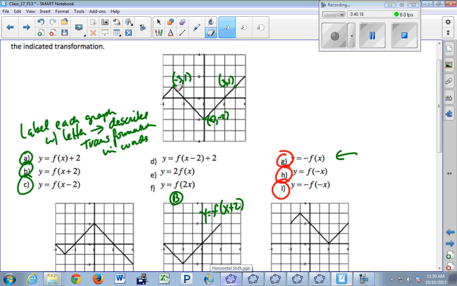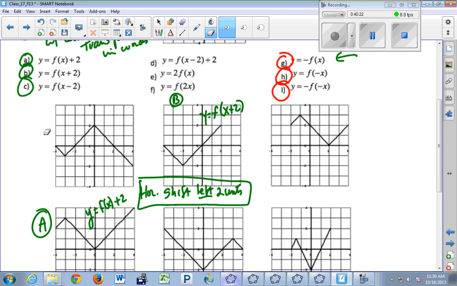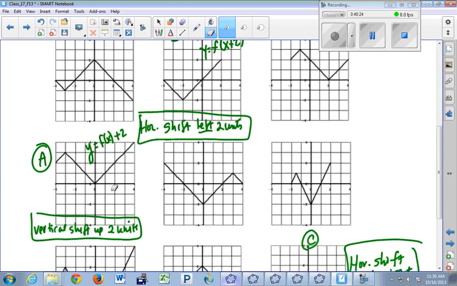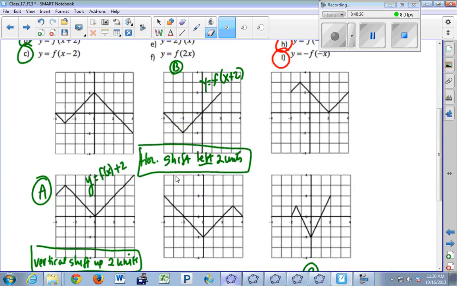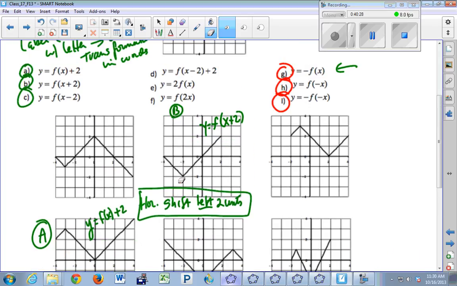Now this point, (-3, 1), becomes (-3, -1). So we now know, if we check, that this is G. So this is a reflection across the x-axis. That's my description of the transformation.